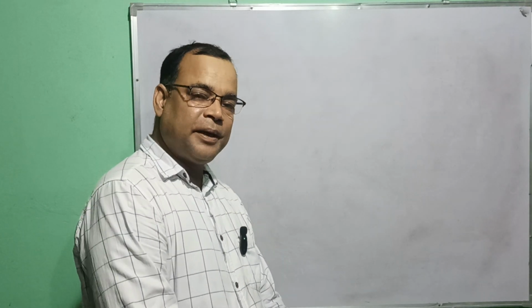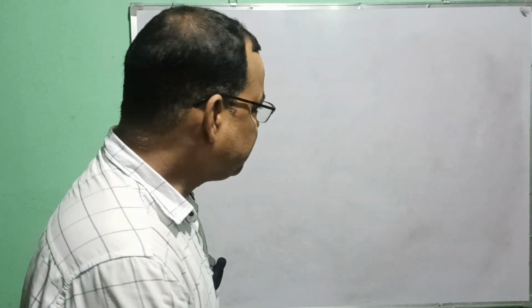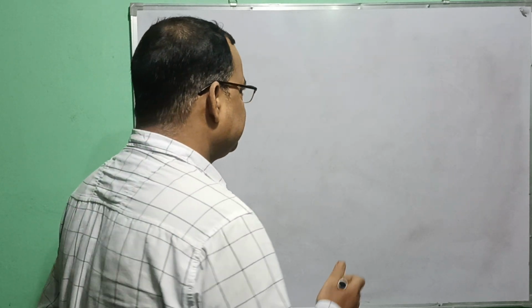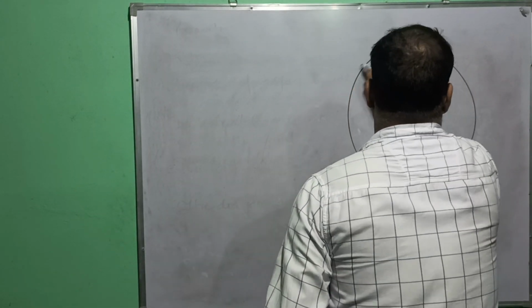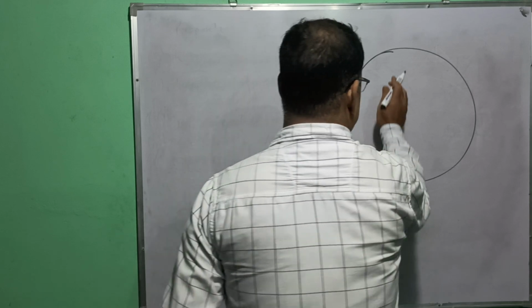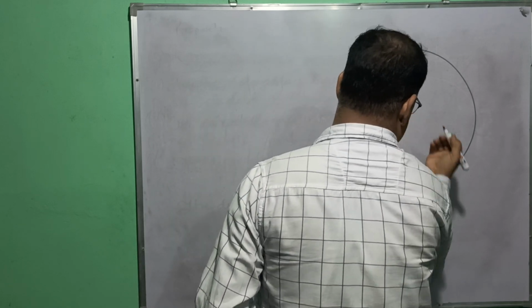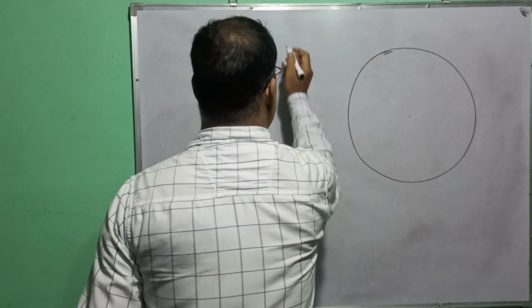Today I am going to explain the different parts of a circle along with the definition of circle. So, before starting, let me draw a circle. So, here I am drawing a circle. So, let it be a circle with center. Here is the center. Now, we'll discuss the different parts.